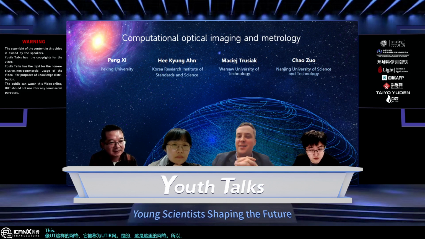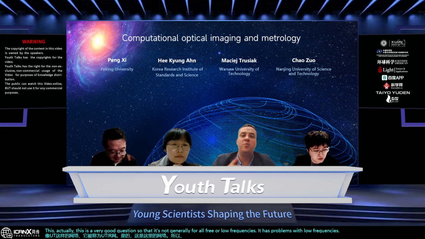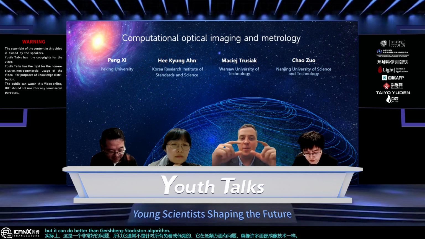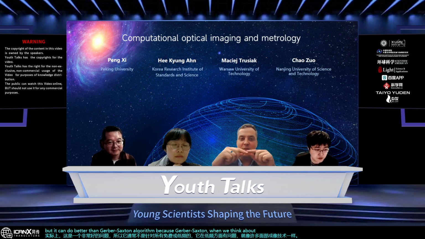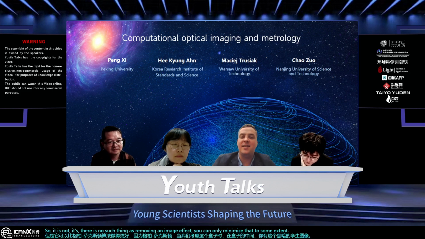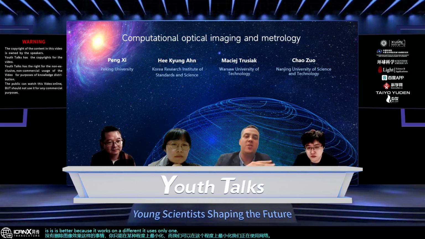Yeah, this network. So this is a very good question. It's not generally for all low frequencies. It has problems with low frequencies, as many phase imaging techniques do, but it can do better than the Gerchberg-Saxton algorithm, because with Gerchberg-Saxton you have this dark twin image effect in the middle of the box. There is no such thing as removing the twin image effect. You can only minimize it to some extent. And the extent to which we can minimize it using a network is better, because it uses only one iteration and works on a different assumption.